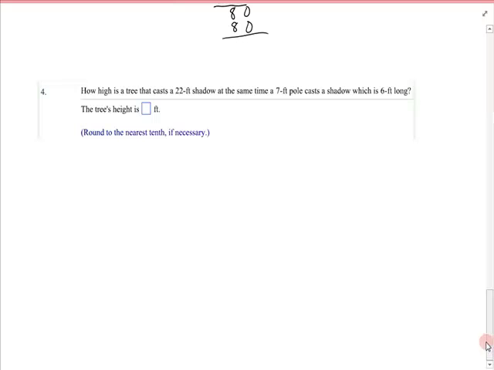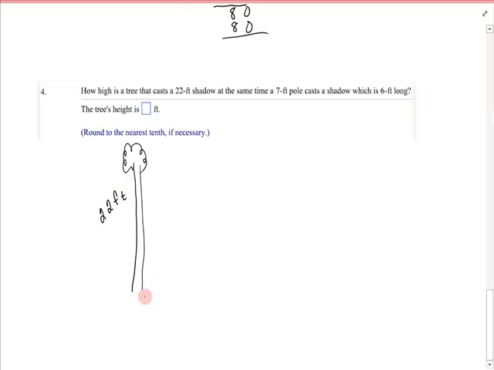Let's look at one more. In number 4, it says, how high is a tree that casts a 22-foot shadow at the same time a 7-foot pole casts a shadow which is 6 feet long? All right, we have got a tree.